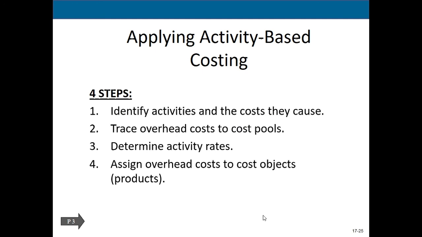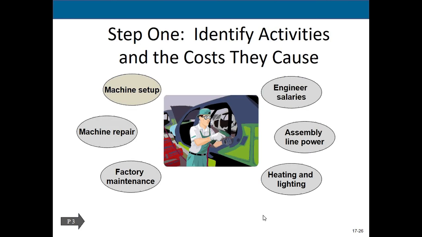So we identify all of these activities and the cost they cause, and then we group them into pools. We trace the overhead cost to those pools. We determine an activity rate for each pool, just like we did in departmental, and then we assign the overhead cost to cost objects. So identifying activities and the cost they cause, this is the most difficult part.